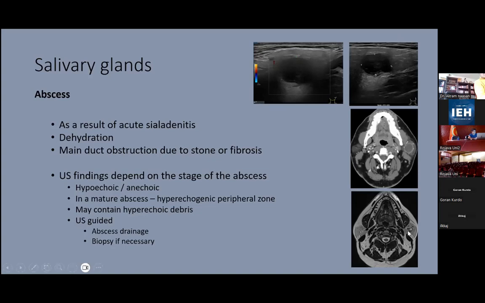And this is another patient with the same thing. You have a hypoechoic area. This may contain debris inside, so you will see a hypoechoic region inside the hypoechoic area.